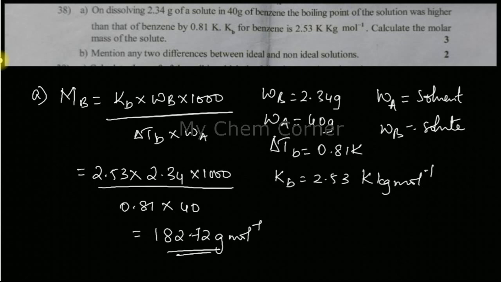Alright, so it's a 3-mark question. 1 mark will go for formula, 1 mark will go for substitution, 1 mark will go for final answer with correct unit. Now the second question is mention 2 differences between ideal and non-ideal solution. You have enough differences, any 2 you can write. Let's see what the differences are.